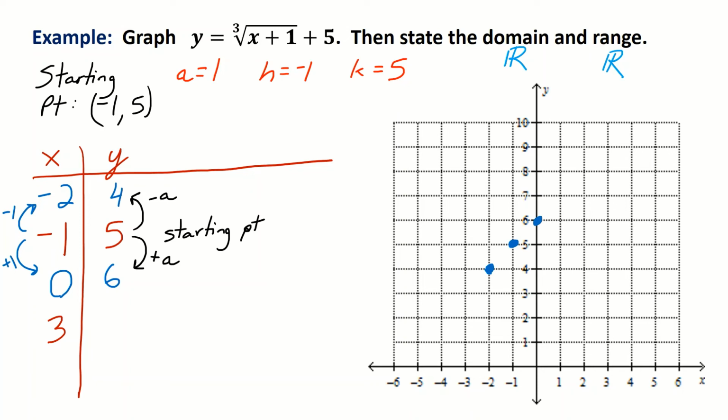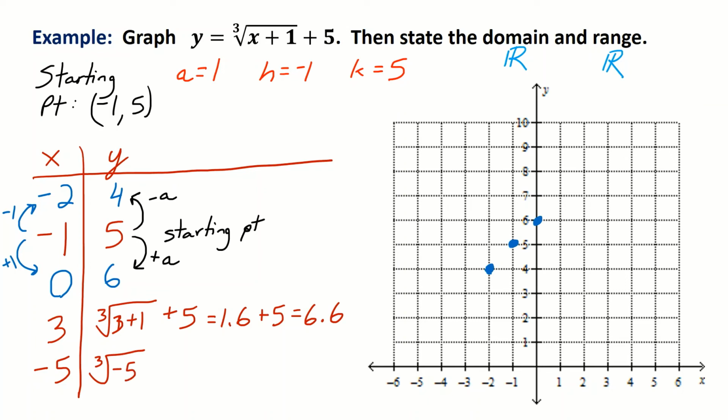So when I substitute 3, I have the cube root of, oops, sorry, that's 3 plus 1, and then plus 5. So the cube root of 4, I know from before, is 1.6. And then when I add the 5, I get 6.6. And the other point I'm going to substitute is negative 5, because it gives me that negative 5 plus 1 is negative 4. The cube root of negative 4 is negative 1.6.